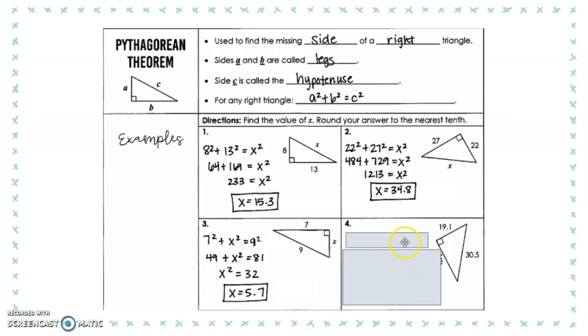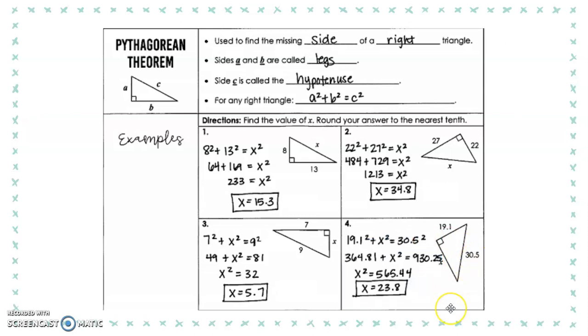For number 4, we're also finding our missing leg here, so they told me my hypotenuse is 30.5, and they told me my leg is 19.1. When I find my missing leg, I find that it's 23.8. So there's some more basic examples.